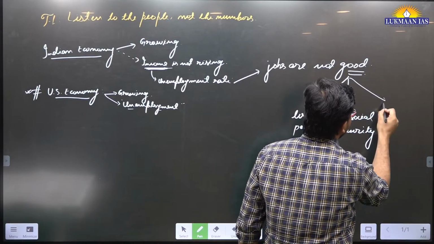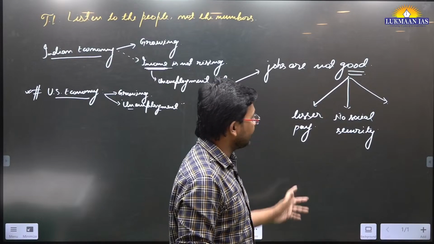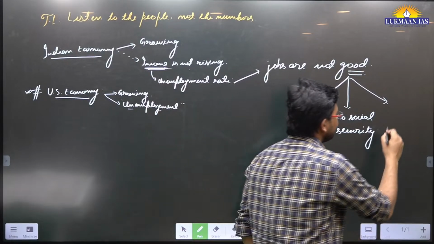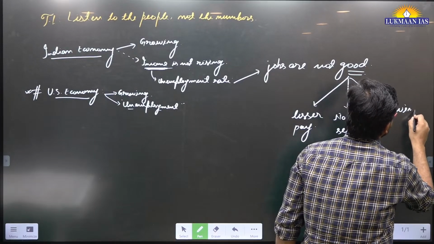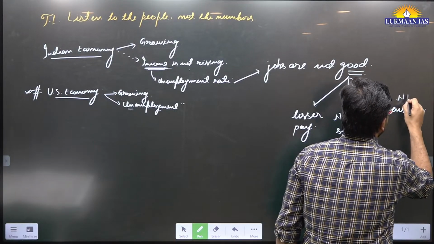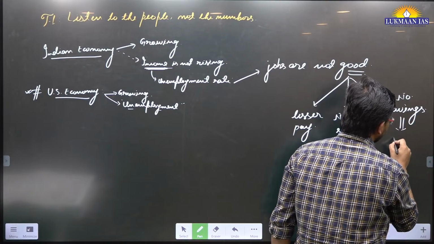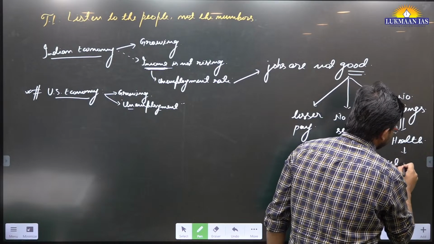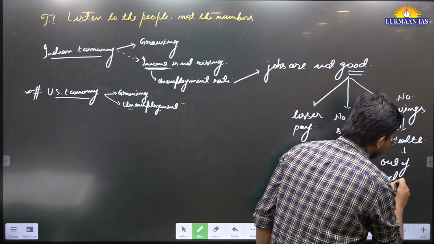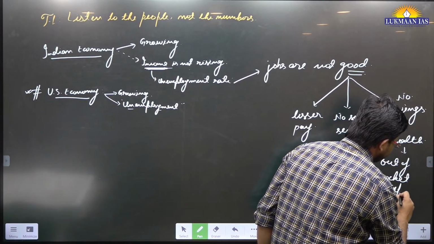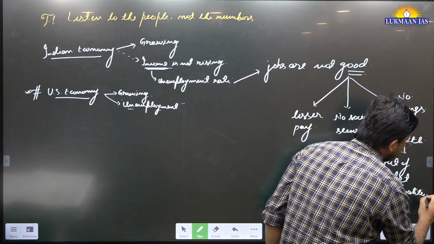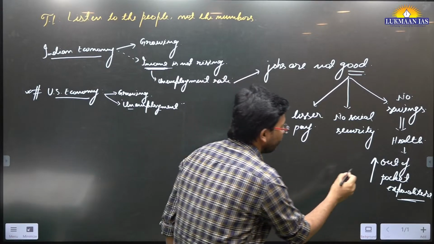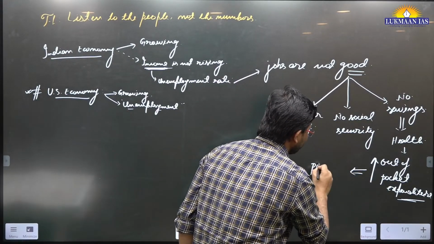And the third aspect is that these people do not have any savings. Since they do not have any savings, in case of any health related problems, their out-of-pocket expenditure becomes very high, and since it is very high, these people are pushed towards poverty.